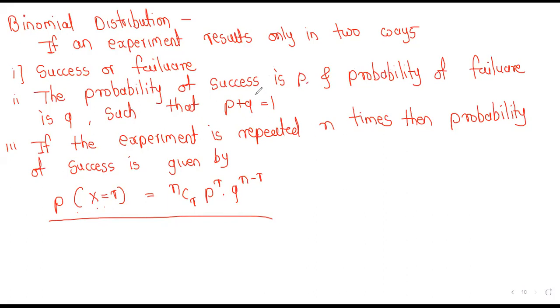But if we repeat that experiment n times, then the probability of success is given by P of x is equal to R, or probability of x is equal to R is NCR P raised to R into Q raised to N minus R. This is nothing but the binomial distribution.